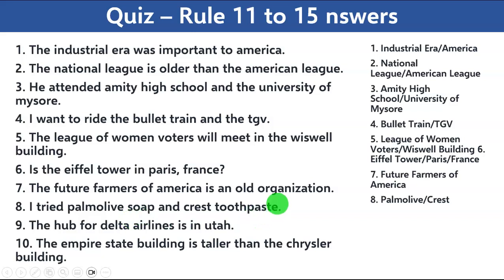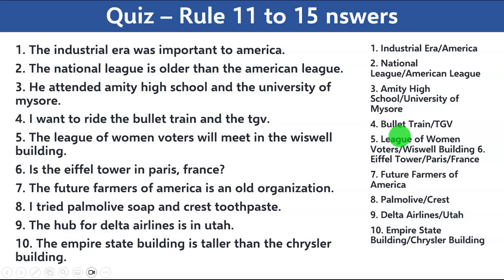Soap and toothpaste are general products. Number 9, Delta Airlines and Utah will be capitalized. And number 10, Empire State Building and Chrysler Building will be capitalized.